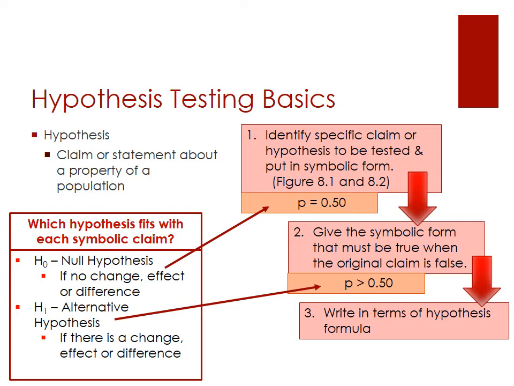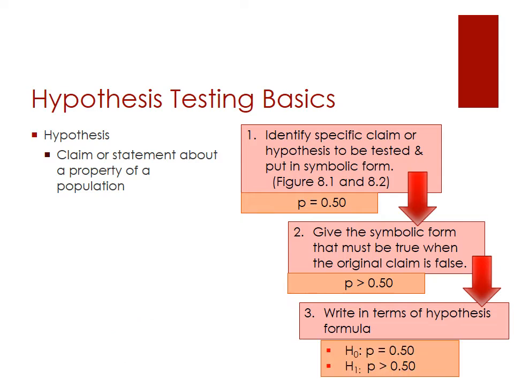Well, as we can see, our null is going to be P is equal to 0.50, since that's what it would be without any intervention. And then our alternative is going to be P is greater than 0.50, since that is the alternative that they are proposing. So when we put this in hypothesis form, we get our null hypothesis is P equal to 0.50, and our alternative is P is greater than 0.50.